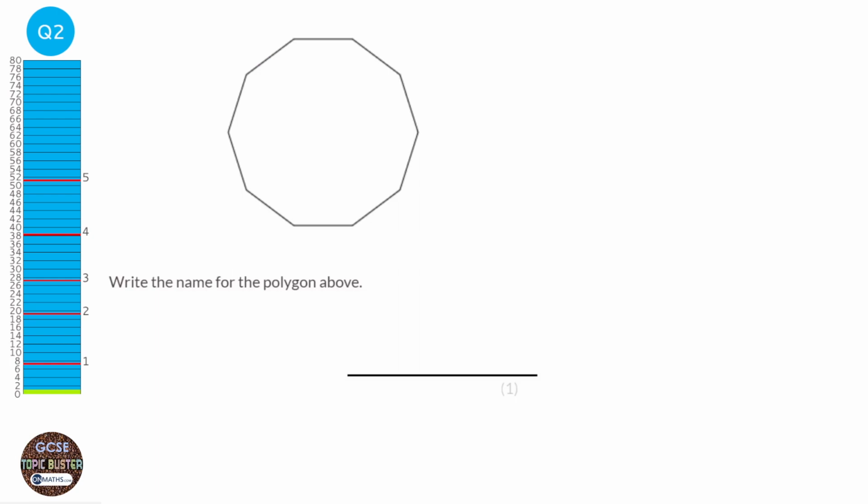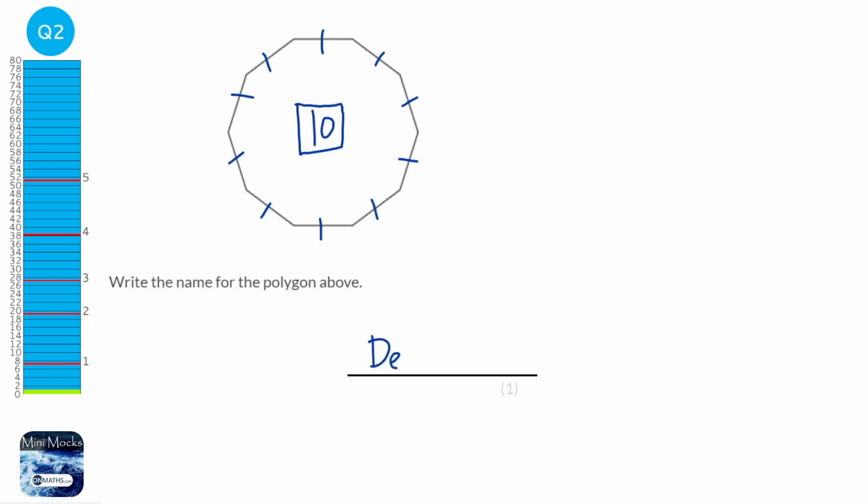With this question, we need to first of all count how many sides this polygon has. It's 1, 2, 3, 4, 5, 6, 7, 8, 9, 10. So it's 10 sides, and we just need to know that a 10-sided shape is a decagon. We are expected to know all of the names of shapes between 3 and 10 sides, so if you don't know them already, just sit down and learn them.